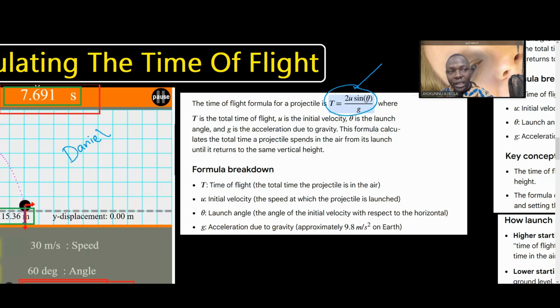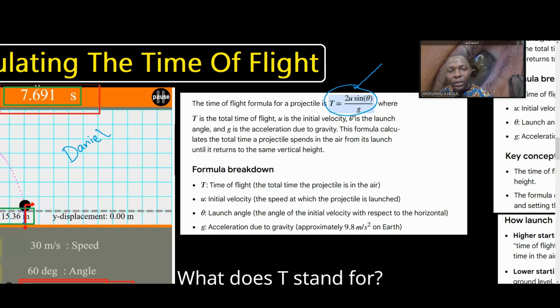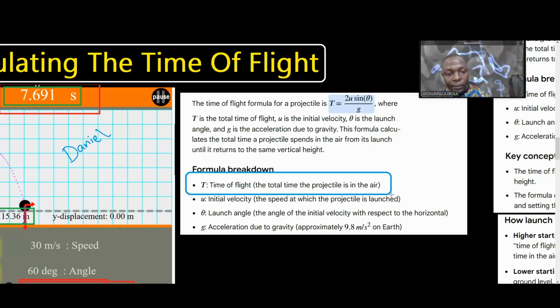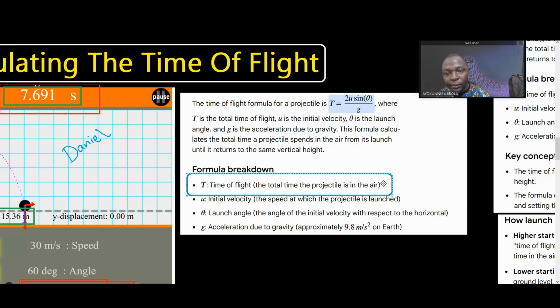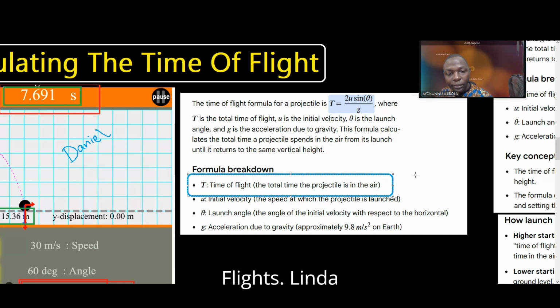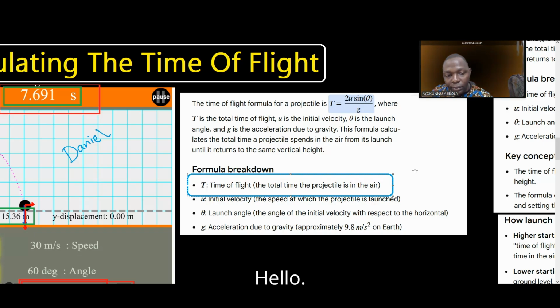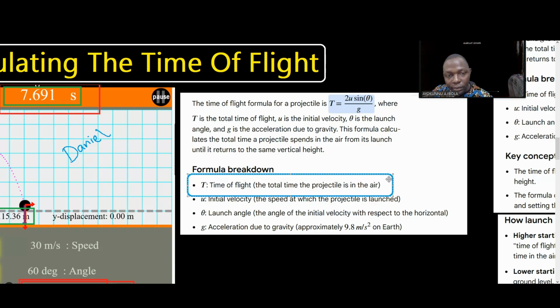2u sine theta over g. What does T stand for? T is what, everybody? Time. Read what is here. Time of flight. The total time the projectile is in the air. One more time, please. Time of flight. The total time the projectile is in the air.